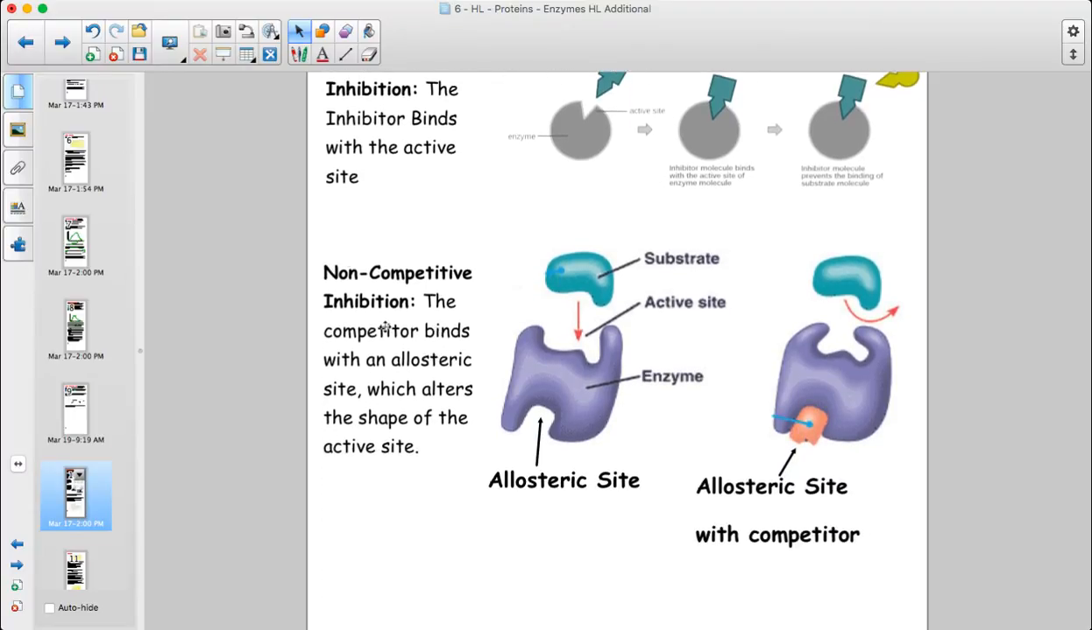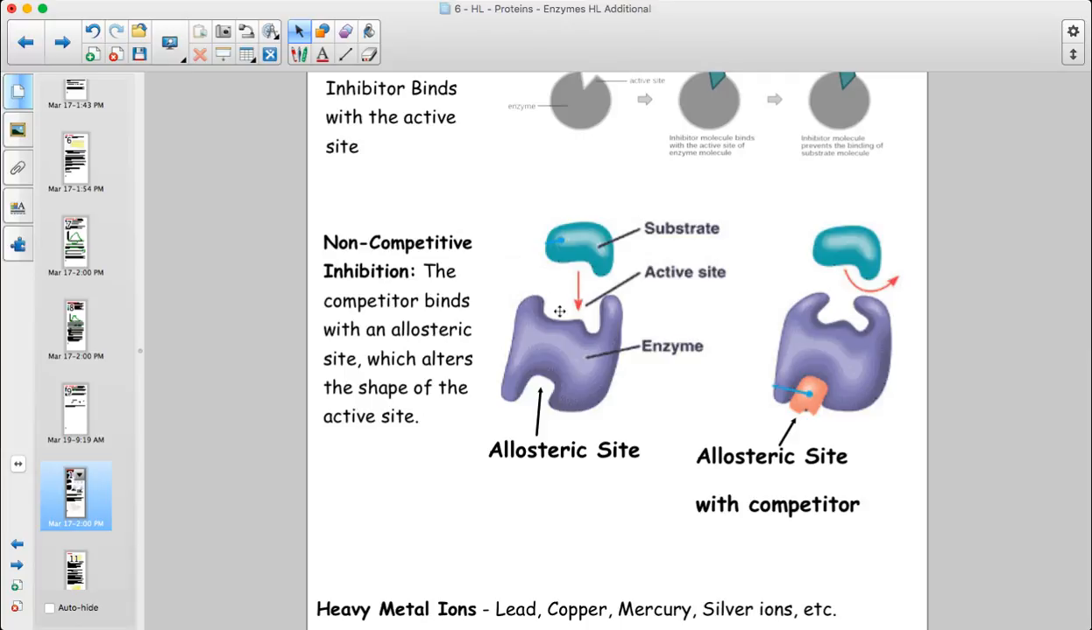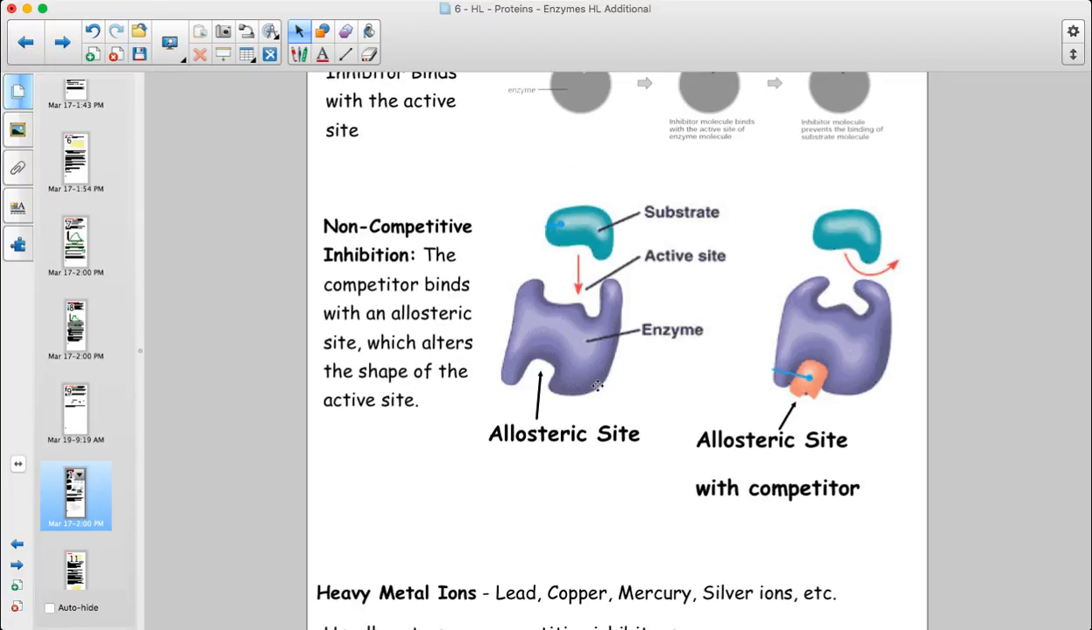A non-competitive inhibitor is one that doesn't bind at the same active site. It binds at another site on the enzyme that's known as the allosteric site. And in doing so, it causes a sort of a ripple effect of intermolecular attractions in the enzyme, which end up changing the shape of the active site, even though it's not directly binding there. And that means if you change the shape of the active site, then the substrate no longer can fit there and bind there, and that's how it inhibits the action of that enzyme.